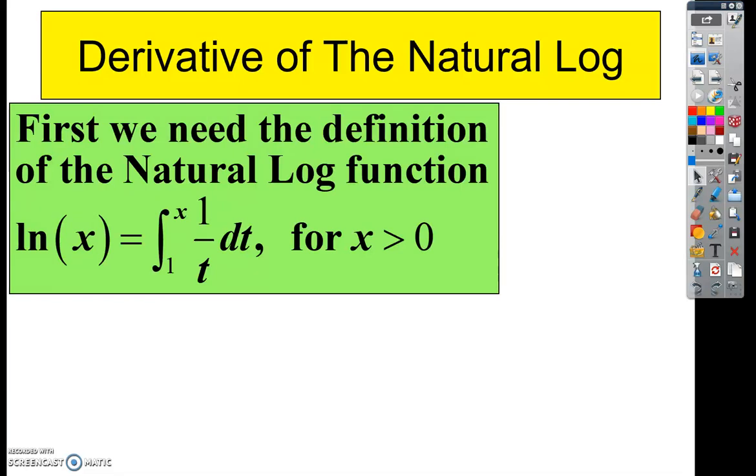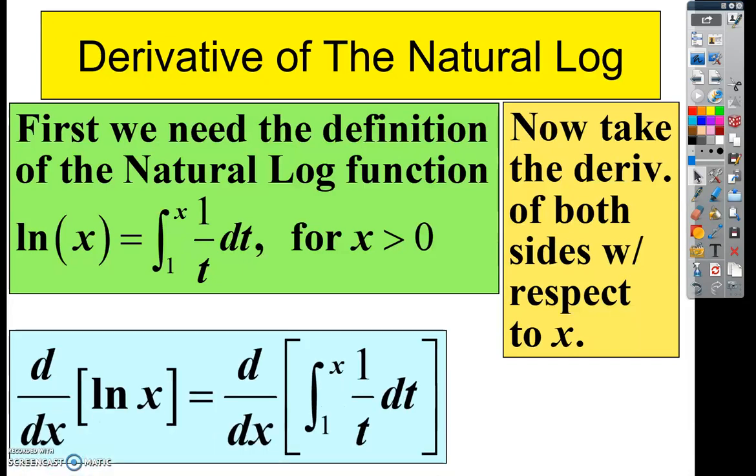So hi everybody. We're going to start with a quick review of what we talked about yesterday, which was the derivative of the natural log. So you don't need to take notes on this. This is exactly what we talked about yesterday. We know that the definition of the natural log function is equal to the integral from 1 to x of 1 over t dt for x greater than 0, because of course the natural log is not defined when x is negative.